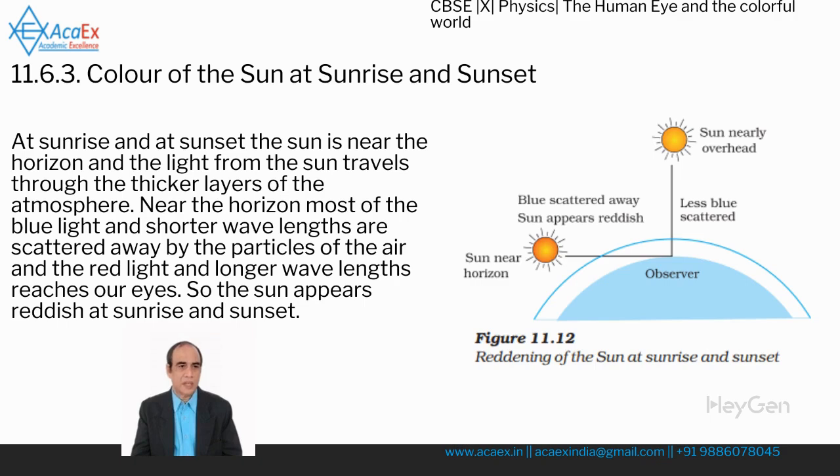At sunrise and sunset, the sun's light traverses thicker atmospheric layers. Blue light, with shorter wavelengths, scatters more, leaving predominantly red light to reach our eyes. This scattering effect causes the sun to appear reddish during these times, as the longer wavelengths of red light are less scattered and more visible.